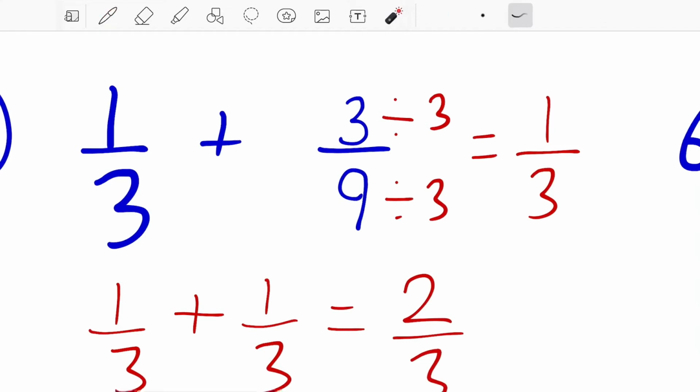Now notice we could have also reduced 3/9. We could have said 3 into 3 is 1, and 3 into 9 is 3. We would have gotten the same answer.